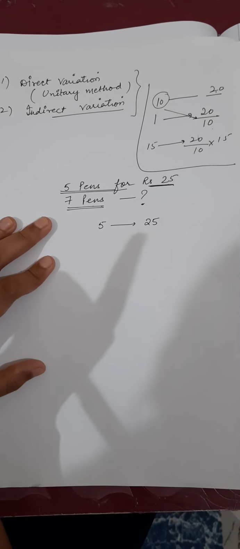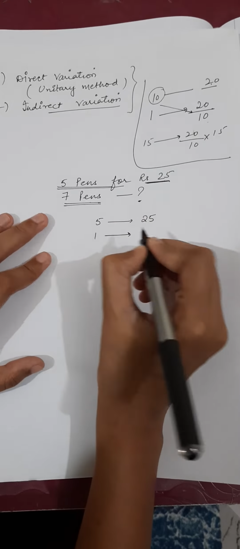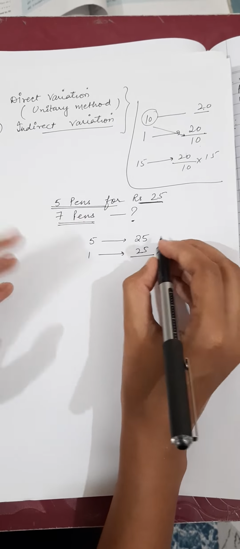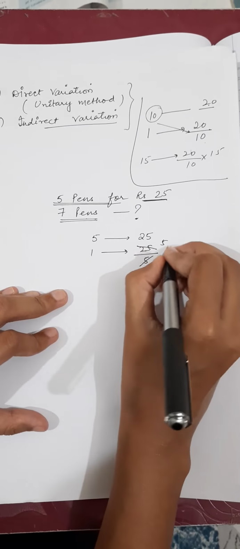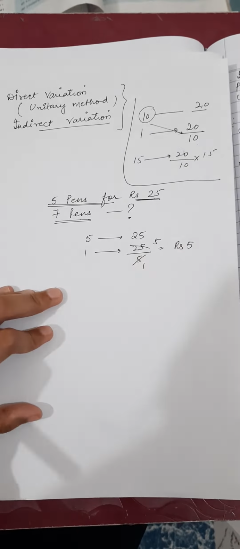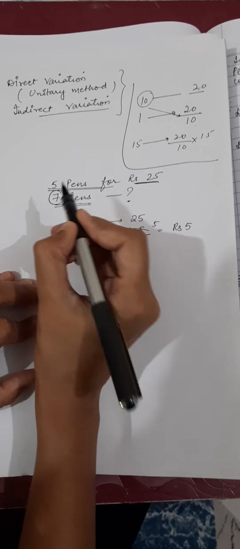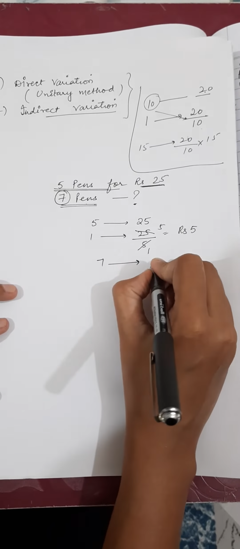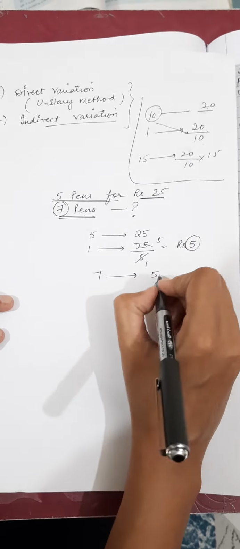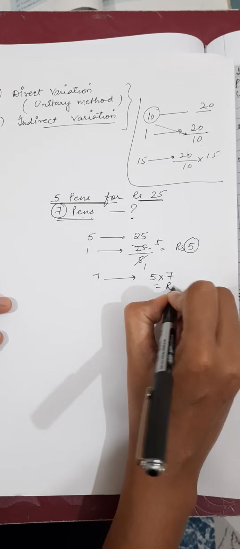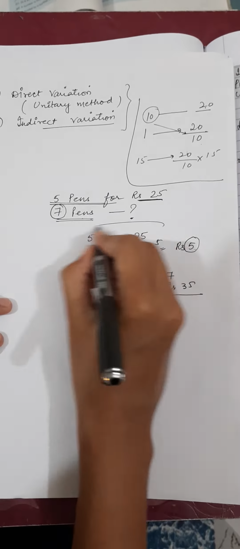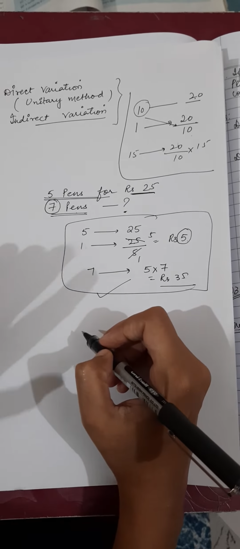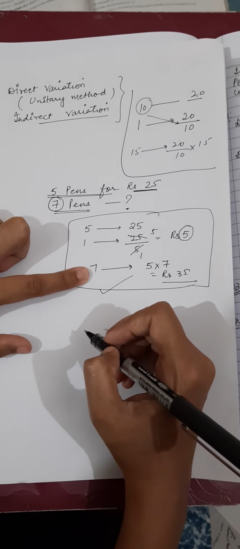Now if I get to know what the value of 1 pen is, I am going to divide for 1, it will be 5. That means 1 pen is for 5 rupees. Then I have to find for 7, means I want to find for more. So for more, I am going to multiply this cost of 1 pen with 7, and this is going to be your answer. This step, this method is called the unitary method. You have to find for 1, then you have to find for many.